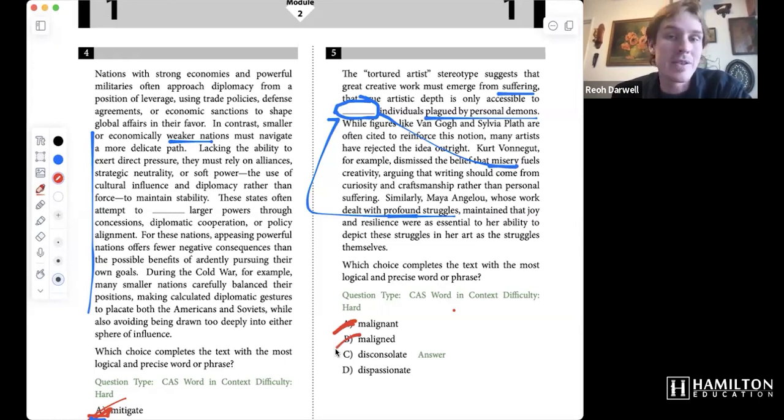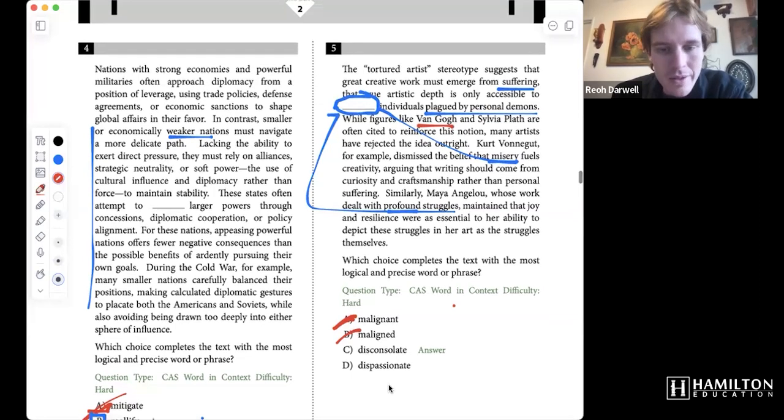Maligned means criticized. And that's in there because you might make a baggage distractor. Oh, Van Gogh, he was much maligned. Nobody liked Van Gogh, right? But it's not just that, right? It's about misery and struggle. So now we're between disconsolate and dispassionate.